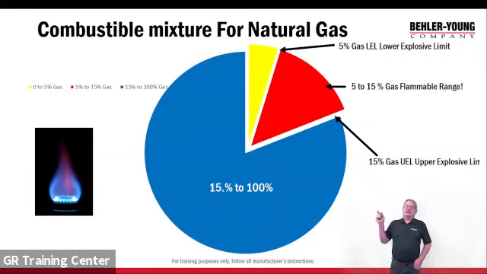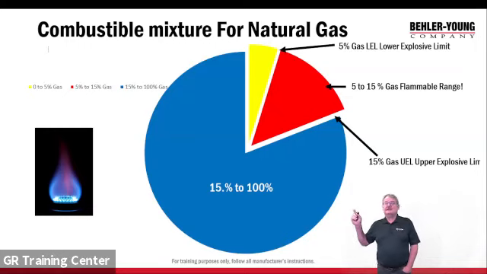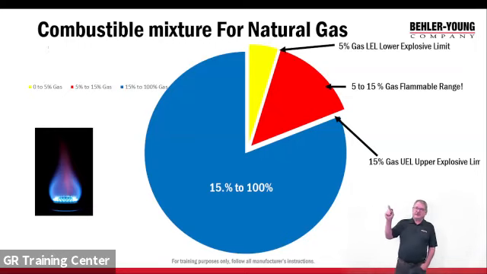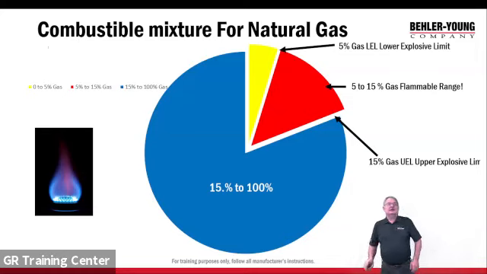If I'm below 5%, I'm not explosive. If I've increased the amount of gas in there up to 15%, I am explosive in that area. When I go above that again, I'm no longer explosive. All right, so between that 5 and 15%, we will achieve combustion. Again, not good combustion, but we'll achieve it. Outside of that, we won't.